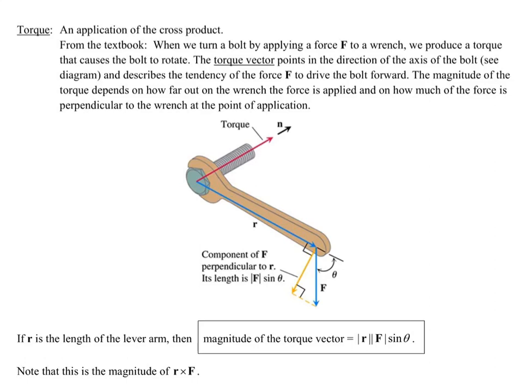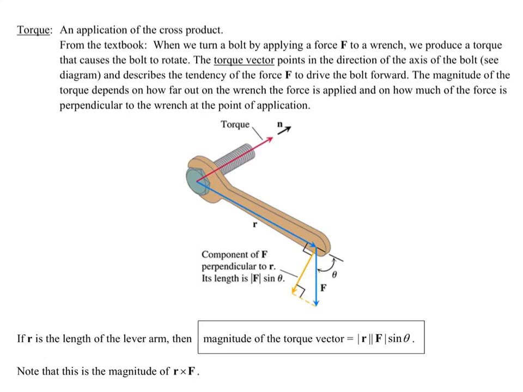And from the textbook we have, when we turn a bolt by applying a force to a wrench, we produce a torque that causes the bolt to rotate. The torque vector points in the direction of the axis of the bolt. You can see in the picture here your torque vector is the pink or red vector in the direction of the bolt, and describes the tendency of the force F to drive the bolt forward. So you're turning the bolt and it's being driven forward into whatever you are building.